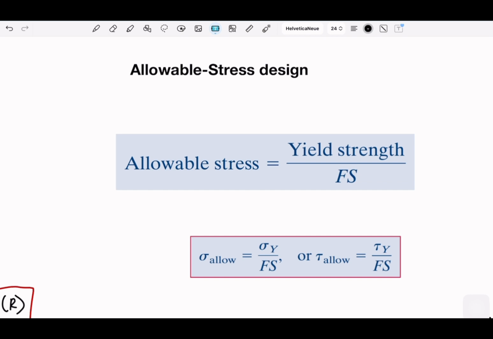And in this case, if you want to make sure that it is not deformed, then we need to use the yield strength. Okay? So after yield strength, if you remember the material property, it's going to be plastic deformation, which we don't want to have. Okay? So the allowable stress will be the yield strength of the material divided by the factor of safety that we want. Okay? Or in terms of the stress, we can write the normal stress or the shear stress.